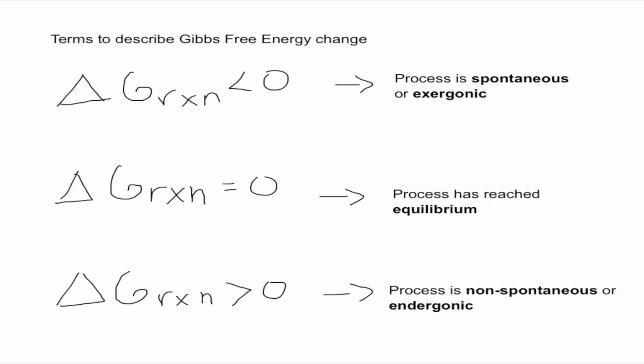So I wanted to go over those terms as they can be really helpful in chemical problems when they tell you that this is an exergonic problem. So now you know that the change in Gibbs free energy is going to be negative. Or if they tell you it's endergonic, it's going to be positive. So it's always good to know the terminology.